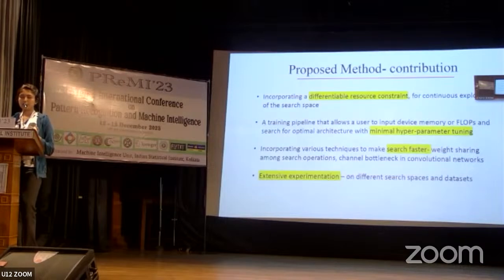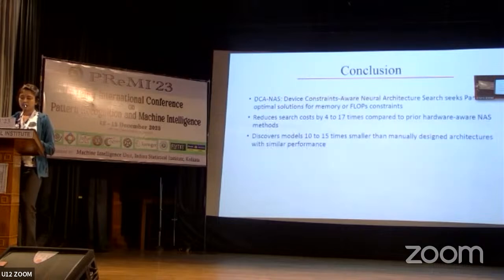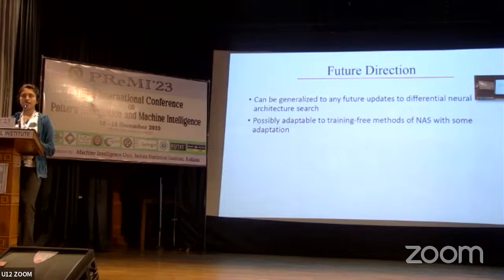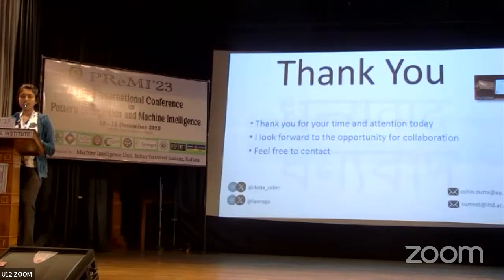So our contributions are listed here. We require minimal hyperparameter tuning, our search is faster, and we have extensive experimentation. Concluding, our search costs are around 4 to 17 times lower than prior methods. It discovers 10 to 15 times smaller models than manually designed architectures. And a future direction can be to generalize to any future updates to NAS, and then possibly adapt it to training-free NAS methods, which are emerging, and they need much lower cost. Thank you. If you have any questions.